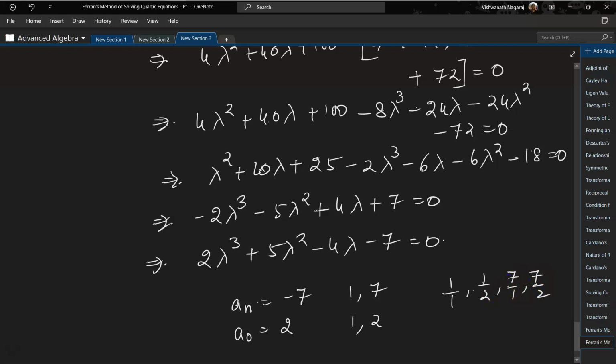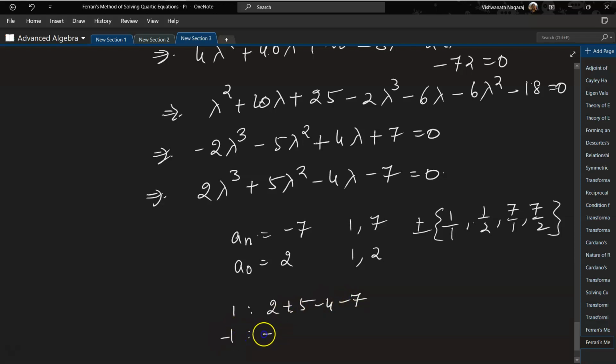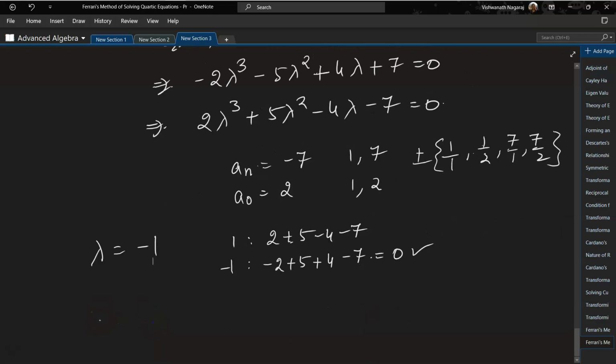Okay. Now we need to substitute this and see. Remember, this is actually plus or minus. So if you put plus, what happens? If we take 1, it becomes 2 plus 5 minus 4 minus 7. 9, no. If we take minus 1, what happens? This becomes minus 2 plus 5 plus 4 minus 7. So we have minus 2 minus 7, 9, 5 plus 4, 9. So this is equal to 0. So lambda is equal to minus 1. Okay, now let's go back.